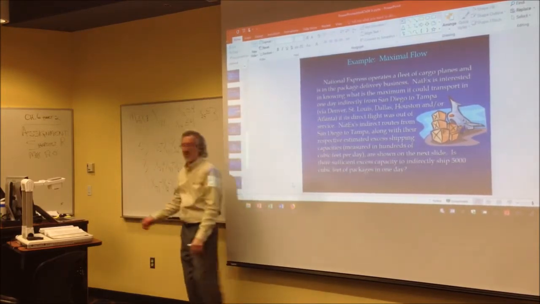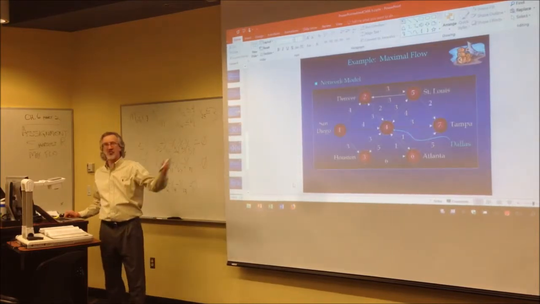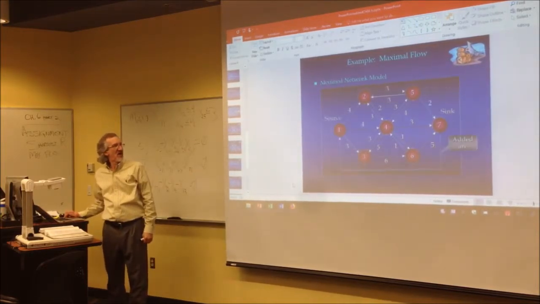It's all on cubic feet. Here is our drawing. We know that these are our routes, and we went through this.